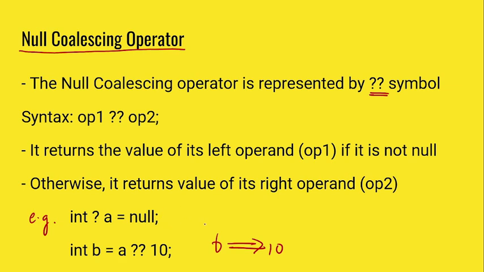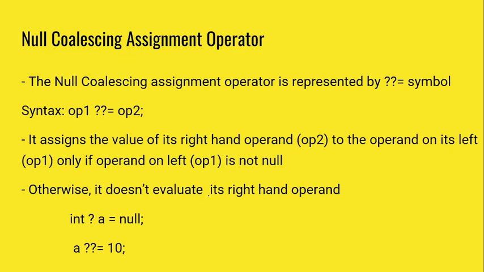We have one more version of it, that is called the null coalescing assignment operator. Now that is double question mark and equal to sign. So it could be OP1 ??= OP2. Now what does it mean? It assigns the value of the right hand operand, that is OP2, to OP1 only if OP1 is null. Otherwise it will stay as it is.